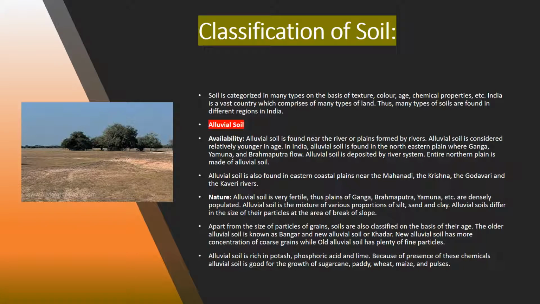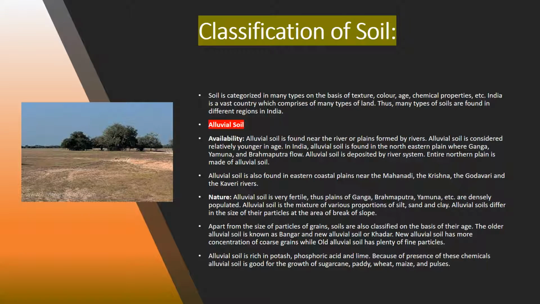India is a vast country which comprises many types of land. Thus, many types of soils are found in different regions in India. Alluvial soil. Availability. Alluvial soil is found near rivers or plains formed by rivers. Alluvial soil is considered relatively younger in age. In India, alluvial soil is found in the northern plain where the Ganga, Yamuna, and Brahmaputra flow.